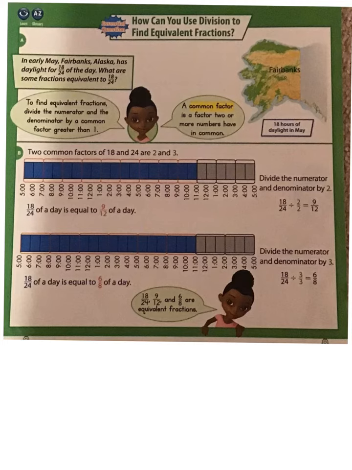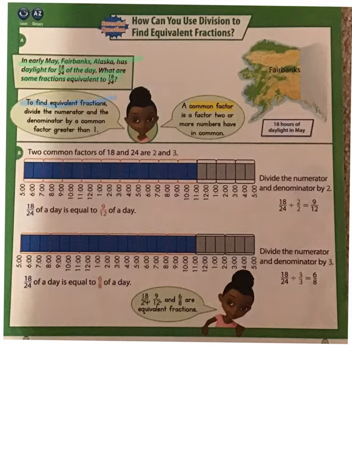Today you are going to learn how to make or find equivalent fractions using division. In early May, Fairbanks, Alaska has daylight for 18 out of 24 of the day. What are some fractions equivalent to 18/24?